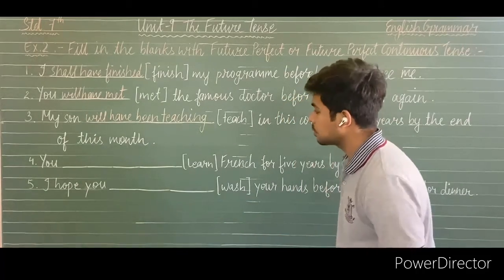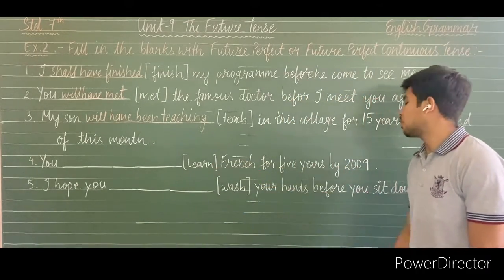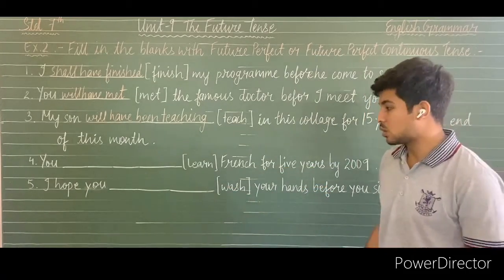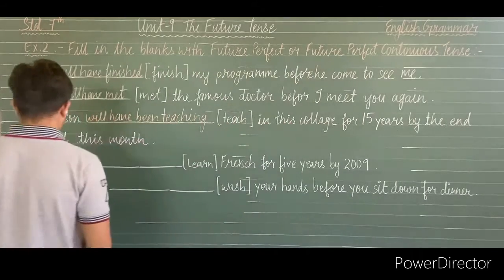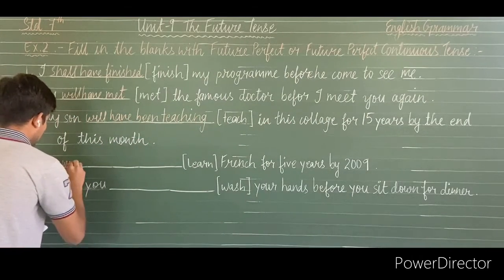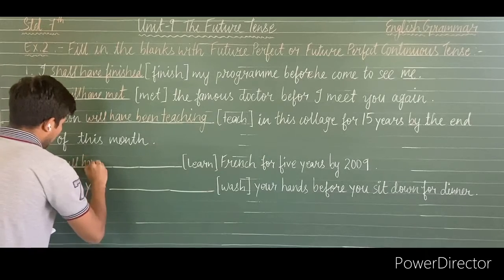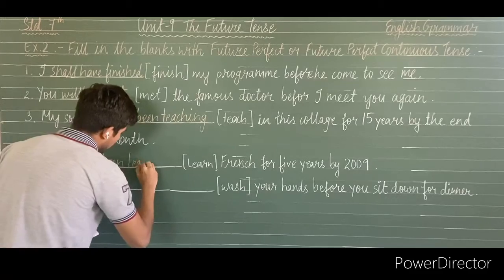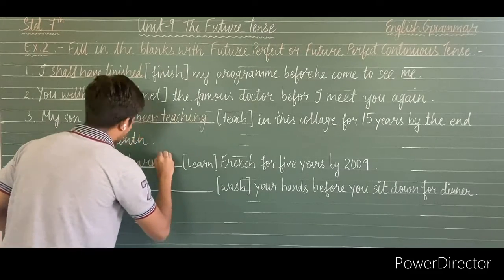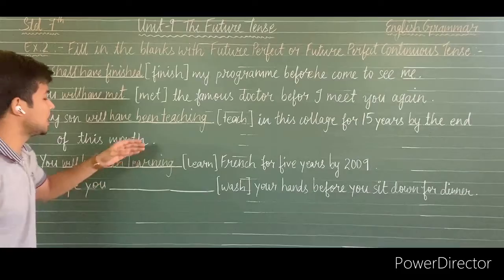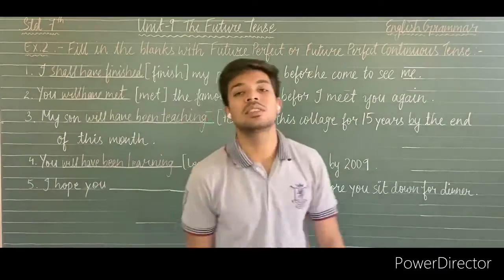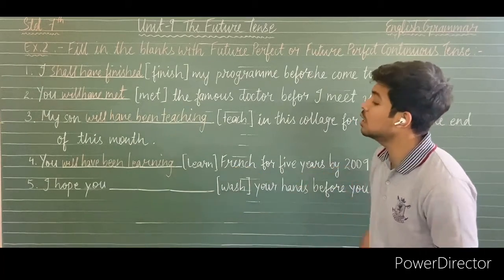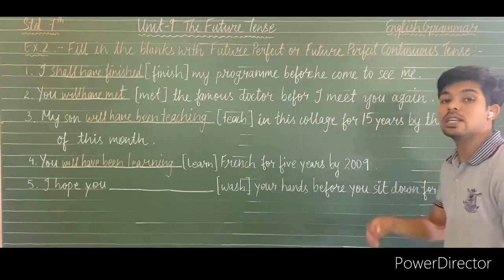Now the fourth one. You blank French for 5 years by 2009. In bracket we are having the verb learn. So you will have been learning. You will have been learning French for 5 years by 2009. And this sentence here is for the future perfect continuous tense.